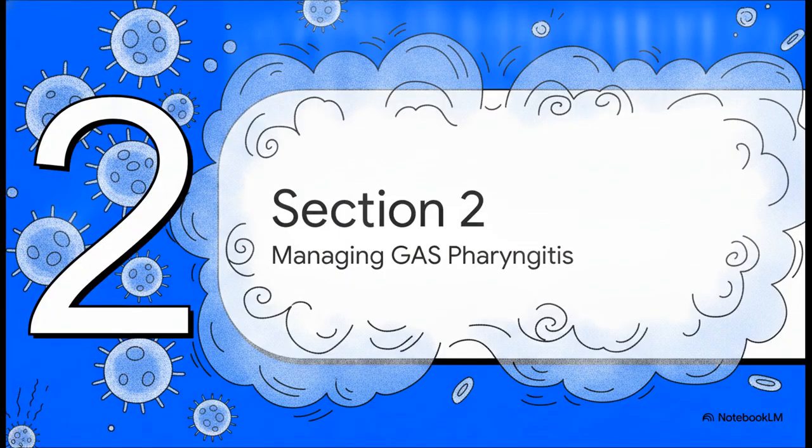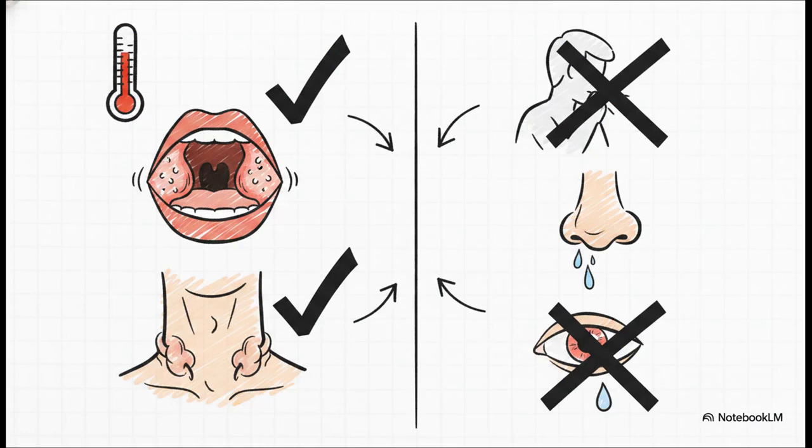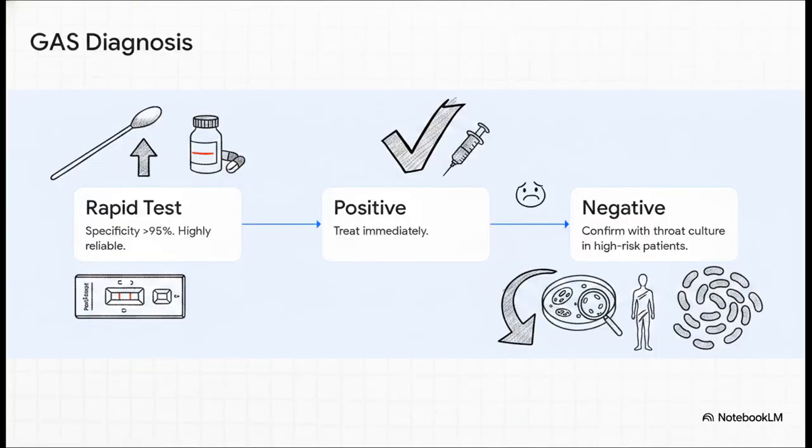Okay, Section 2, Managing GAS pharyngitis. With those broad classifications locked in, let's pivot and drill down into a super common, highly tested disease state. The real clincher here for differentiating bacterial Group A strep from your run-of-the-mill viral sore throat isn't just the presence of classic symptoms like fever, tonsillar exudate, and tender anterior cervical lymphadenopathy. It's actually the notable absence of viral symptoms. If the patient sitting in front of you has a cough, coryza, or conjunctivitis, you should heavily suspect a virus, not GAS.